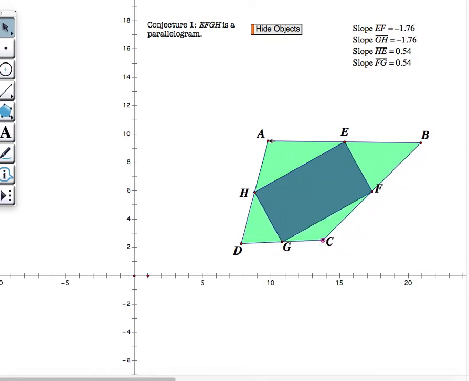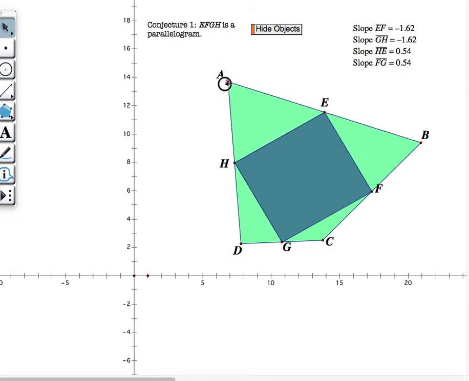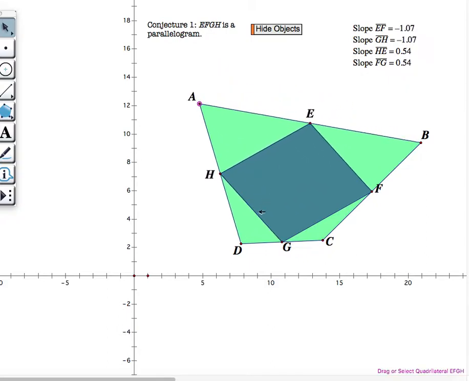There is a more formal proof that you could do, which has to do with the diagonals of the larger quad, showing that the triangles made with the diagonals are similar to the smaller triangles, but we're only looking for empirical justification. So that is one conjecture.